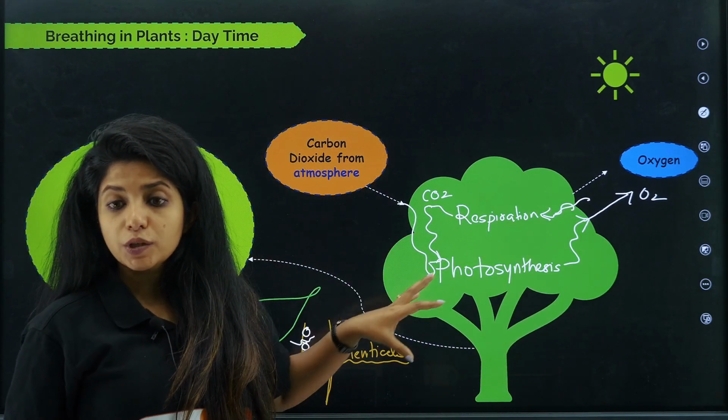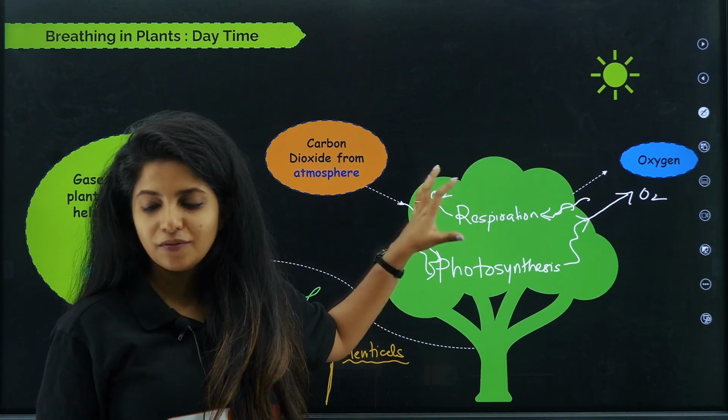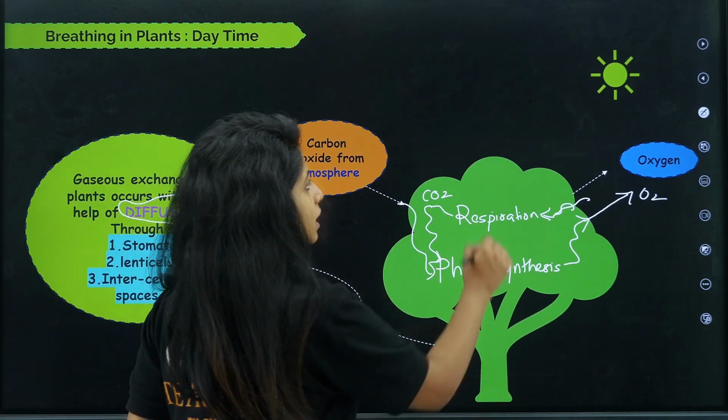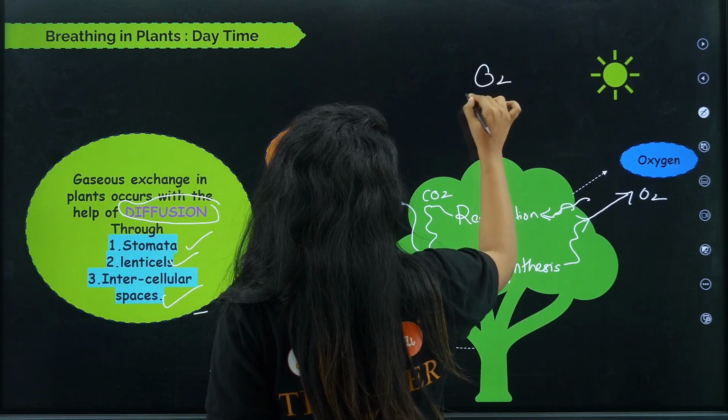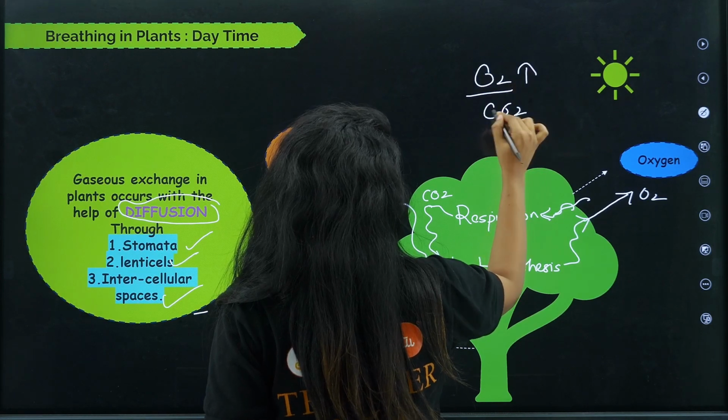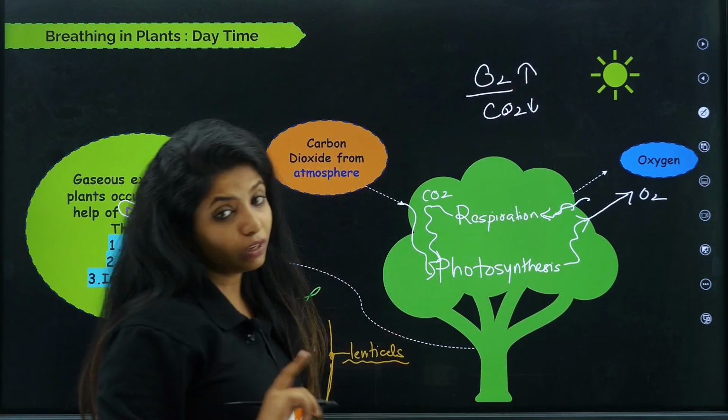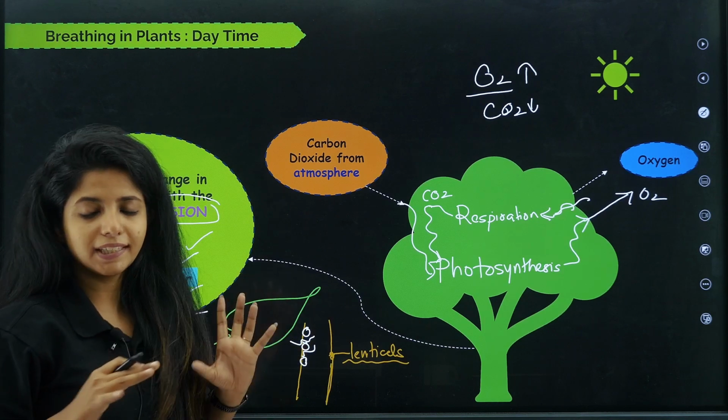So in daytime, the carbon dioxide is trapped somewhere around here. So we say that in daytime oxygen is found in more amount, whereas CO2 is kind of less. We'll read what is given in your NCERT, but just understand the basics.